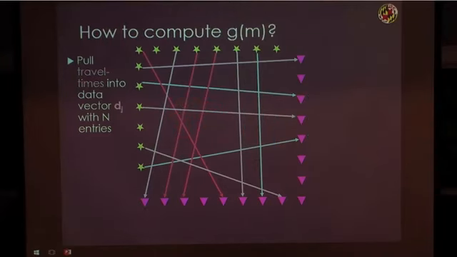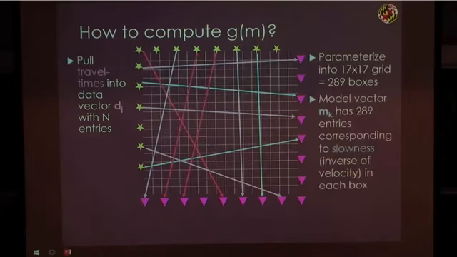And then you have to say, okay, I have this d vector. My next ingredient is how do I predict the travel times given some model. So, for example, we might choose to parameterize this problem into a bunch of boxes. We have to choose parameters. We have to do a parameterization of some kind. And this parameterization, here I drew, I think, 17 by 17, unless I miscounted. If it's 17 by 17, I have 289 boxes. So the model vector m has 289 entries. It's just a column vector with 289 entries.